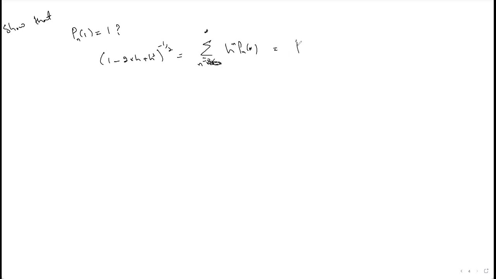Okay. Now, if I ask you one simple problem, we need to show that Pn of 1 is equal to 1. We have to find this, show that this Pn of 1 is 1. I am using this generating function. Since I know that (1 minus 2xh plus h square) raised power minus 1 by 2 is equal to the summation over n running from 0 to infinity of h raised power n Pn of x, right? So that is actually equal to P0 of x.